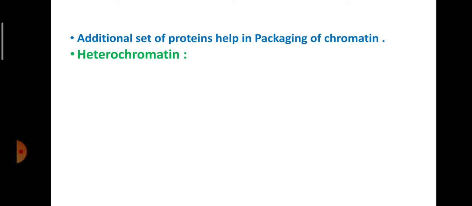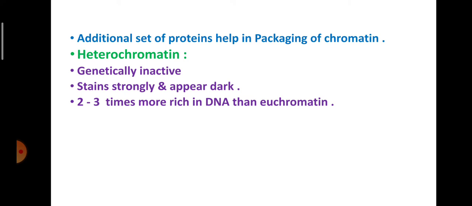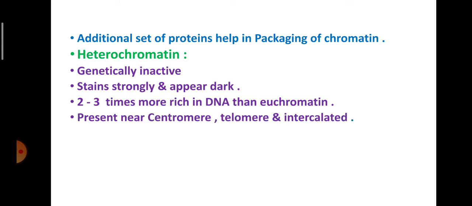Number 1, heterochromatin. These are genetically inactive type of chromatin. They stain strongly and appear dark. These are 2 to 3 times richer in DNA than euchromatin, and they are present near the centromere, telomere, and intercalated.